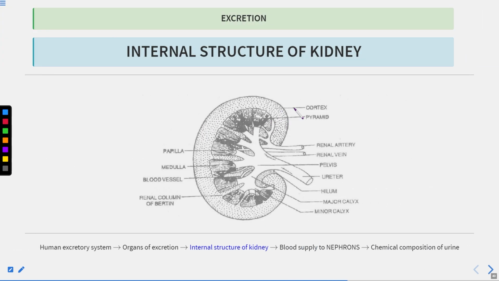So this is the longitudinal section of the kidney. This image is the LS of the kidney, and you can see the internal structure here. The LS of the kidney gives a lot of detail about the internal structure. Here you can see the cortex, which is the outer region, and then we have the medulla, which is the inner region.